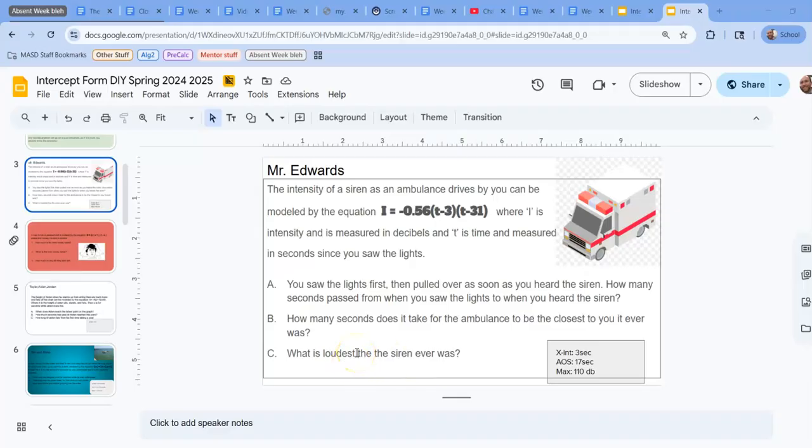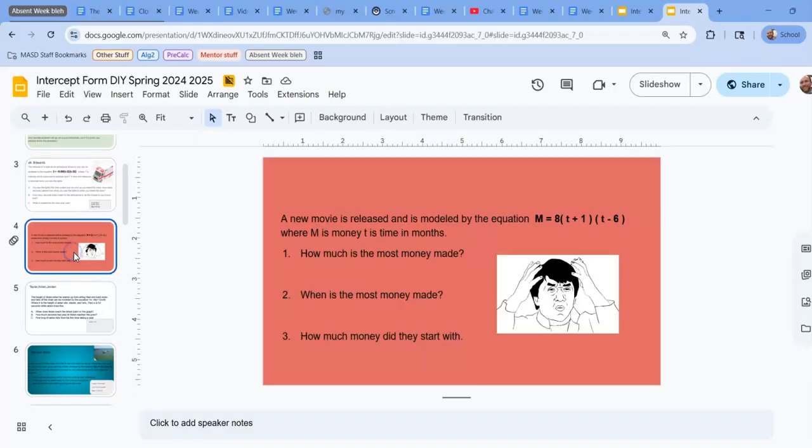Now, I want to show you a couple things. This is a long video, dang. The next one, ones that don't make sense. I'm not calling this person out, but this was one of the ones from last year. It says a new movie is released and is modeled by the equation M equals, okay, you guys can read that, where M is money and T is in months. How much is the most money made? Okay, if I do that one, we're going to get a number, but it's not going to make sense. It's not going to be a very big number.